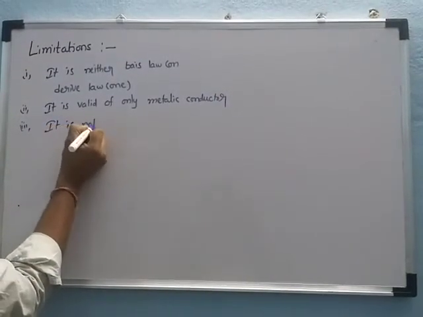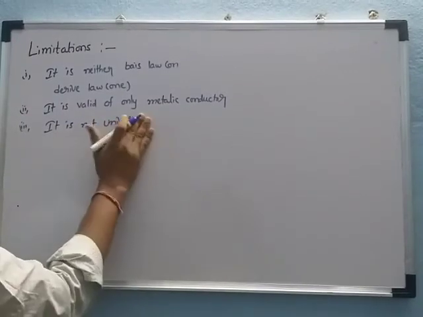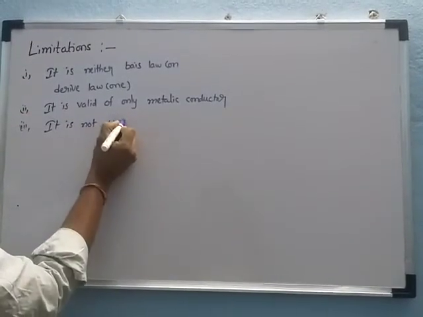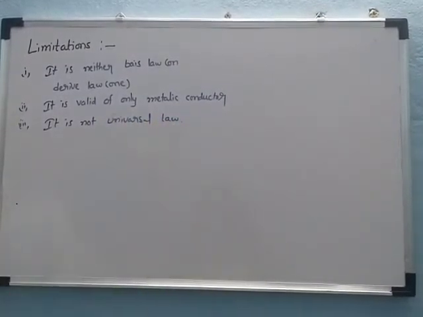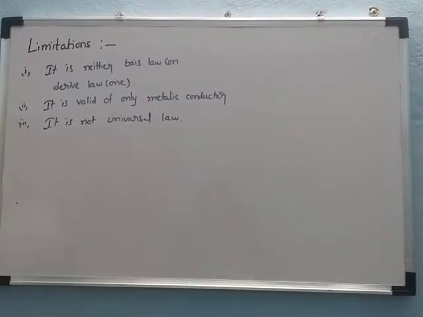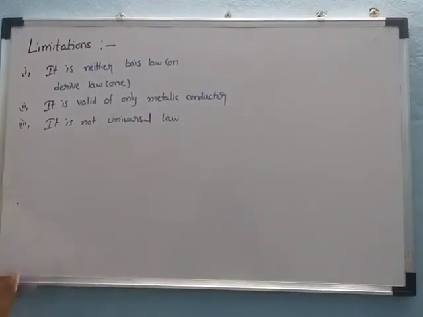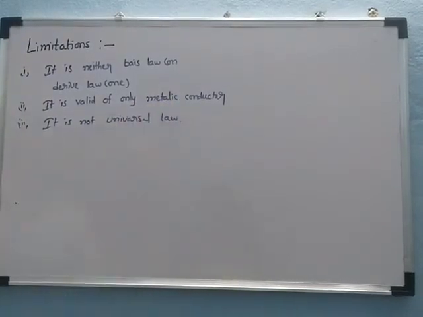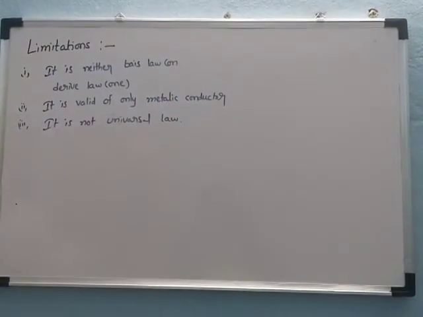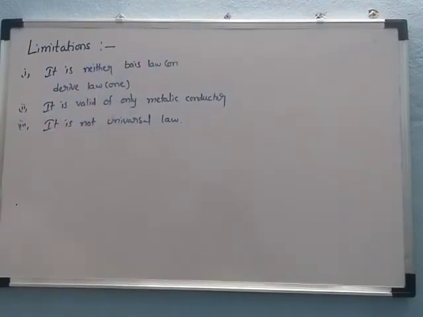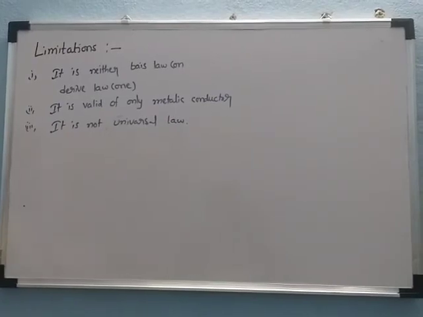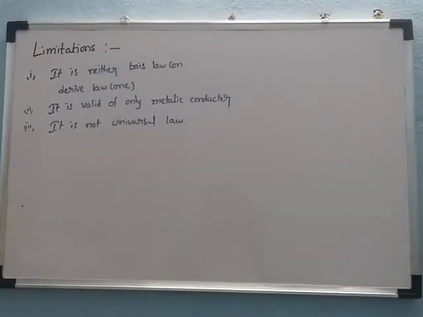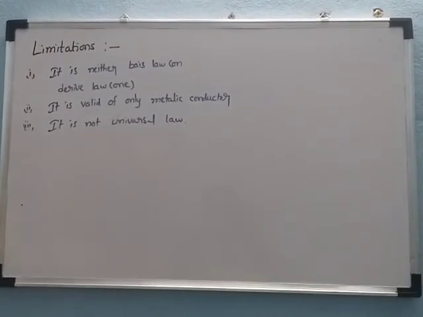It is not a universal law. Universal law means it is a constant, but this one changes. It is valid only for metallic conductors, and it is not a basic law but a derived law. Next, we are discussing Ohm's law devices. There are two types: one is the ohmic device, and the other is the non-ohmic device.